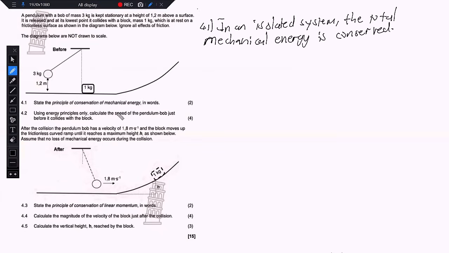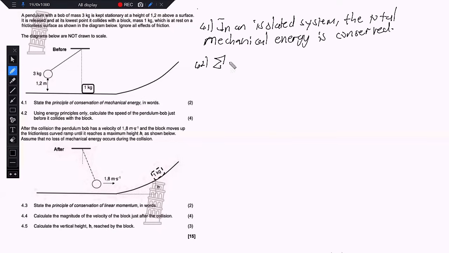Then 4.2 says using energy principles only, calculate the speed of the pendulum bob just before it collides with the block. But then we have our hint here. We have already defined the principle of conservation of mechanical energy, and then we know it is also part of the energy principles. So that is the hint given by the examiner to say that now that you know that the surface is frictionless, and then we've also made you state the principle of conservation of mechanical energy, it might be that you need to use the principle of conservation of mechanical energy in order to calculate. So let's try it out.